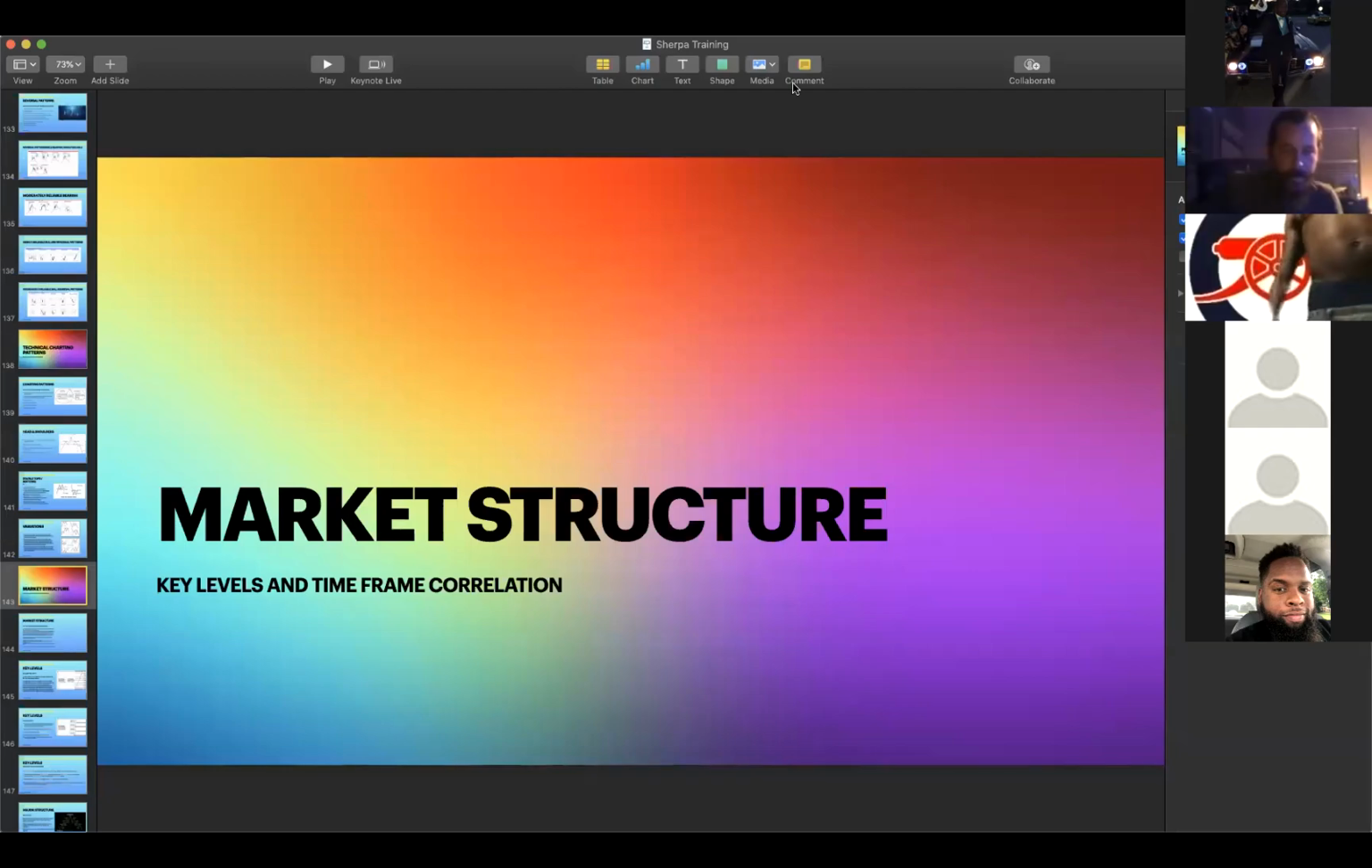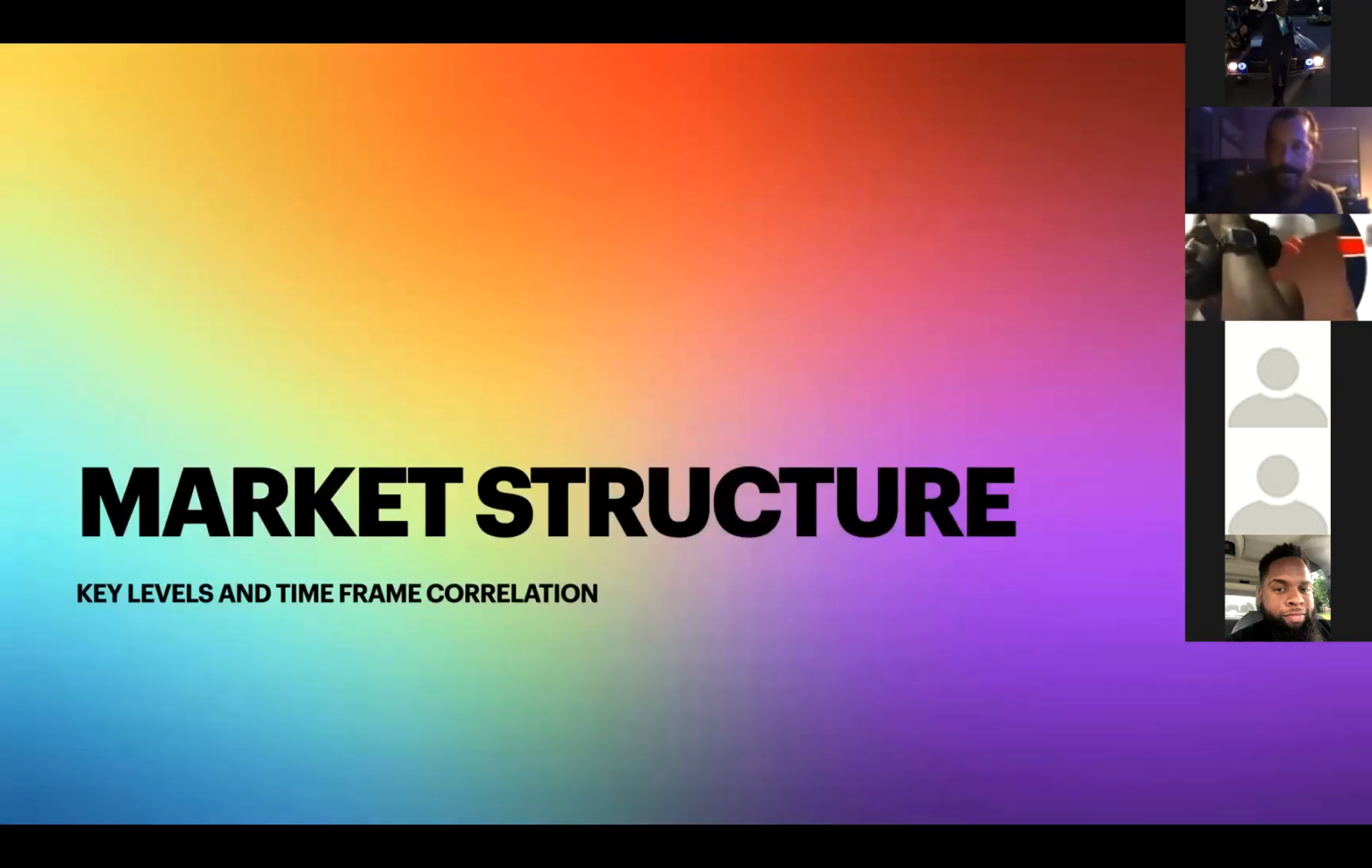Boom. All right, guys. So tonight's class is an amazing one. What we'll do tonight is begin to tie the concepts together. All right, so now we're getting to the actual strategy itself. This would be probably the meat and potatoes right here, right? Market structure, your key levels, and your time frame correlation.